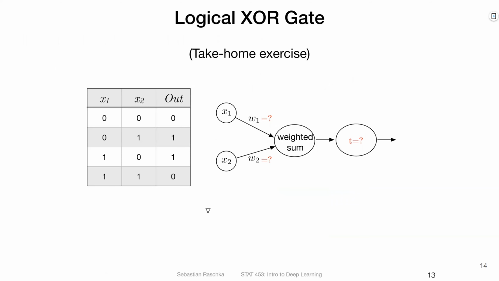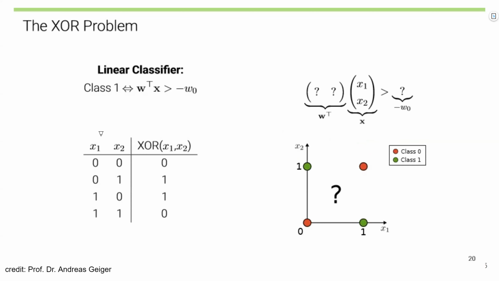The next gate we want to implement using our perceptron model is the XOR gate. What is an XOR gate? The output becomes 1 when the inputs are different and becomes 0 when the inputs are the same value. And how should you set W1 and W2 to implement this gate? The fact is, you cannot implement this XOR gate using our perceptron model.